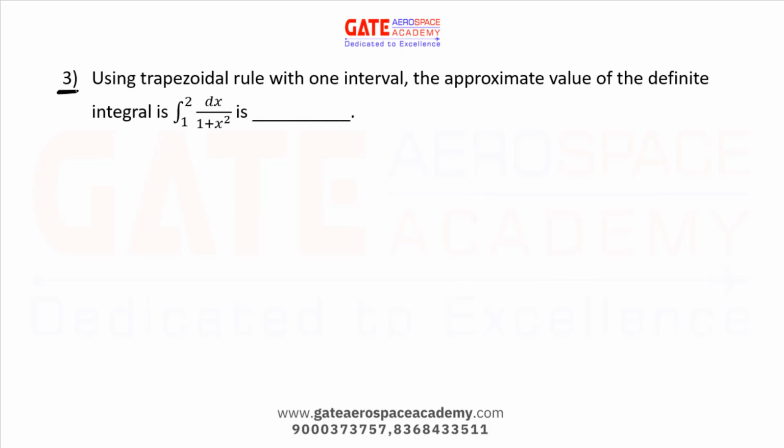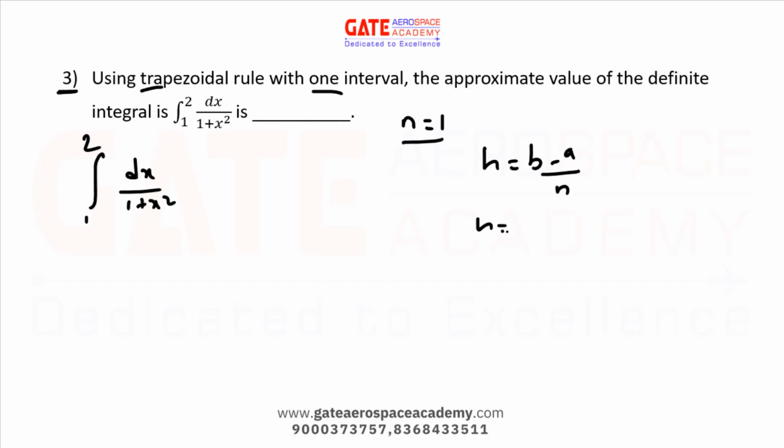Now let's understand this question. Again, this is a simple question from numerical methods directly asked from trapezoidal rule with just one interval they asked. Okay. So one interval means n equal to 1. The approximate value of the definite integral is. So they are asking us to find what is this value. Okay. By taking only one interval. Okay. So what is step size here? H equal to b minus a by n. So h equal to what is b here? 2 minus a is 1 by 1, which is equal to 1.